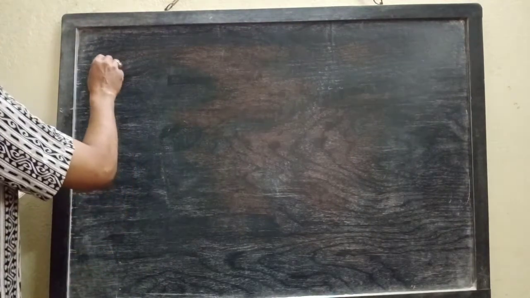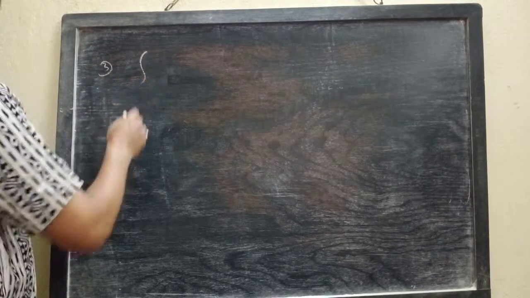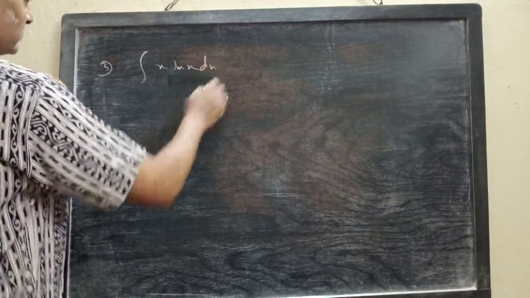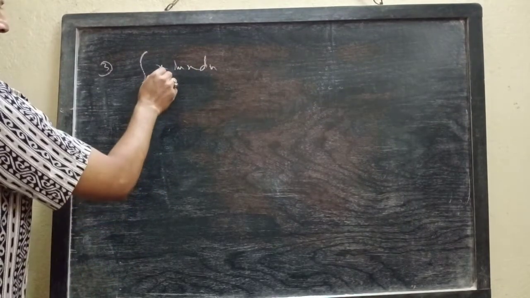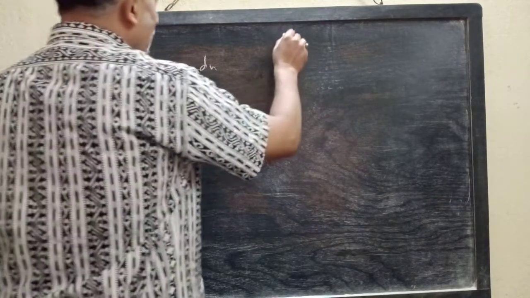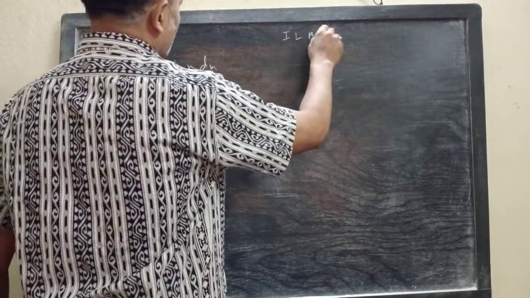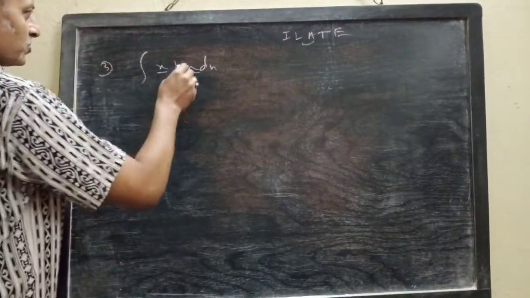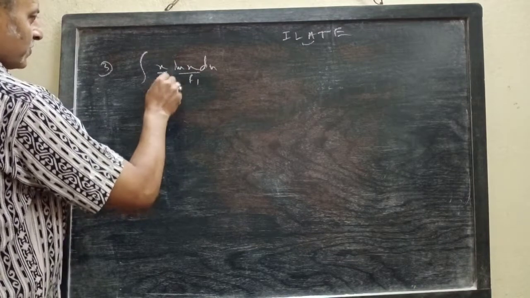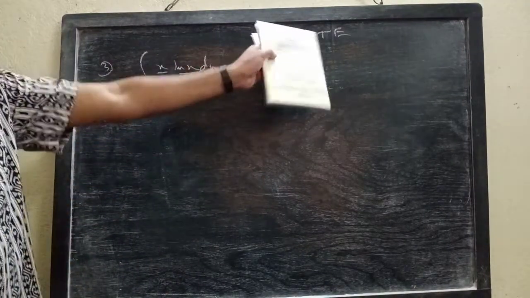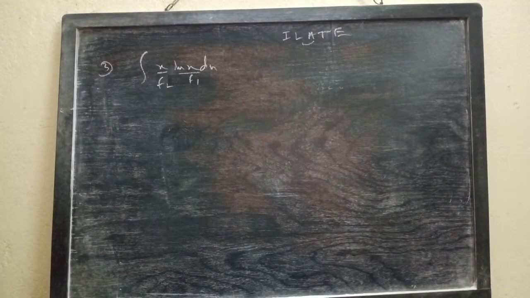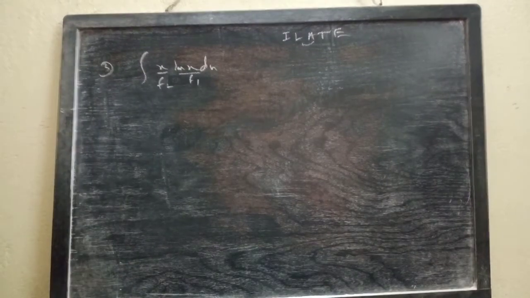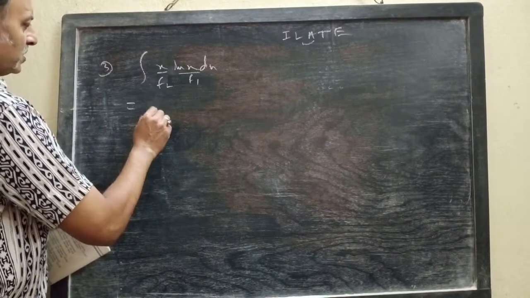Next, number 3, integration x ln x dx. Look, this is algebraic, this is logarithmic. L stands before A, so we have to choose ln x as the first function and the algebraic function as the second function. So let me proceed.